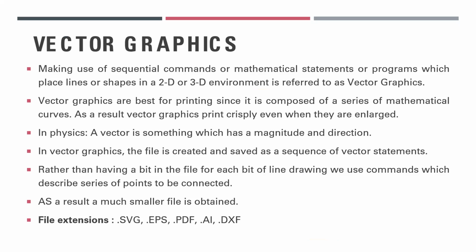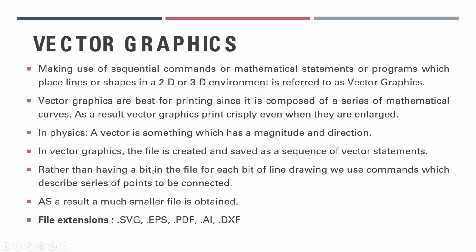So vector graphics are best for printing since they are composed of a series of mathematical curves. As a result, vector graphics print crisply even when they are enlarged. Means in case of raster graphics, when you enlarge an image, pixels tend to blur, but in case of vector graphics, there is no such problem. If we talk about the vector in physics, a vector is something which has magnitude as well as direction. And in vector graphics, the file is created and saved as a sequence of vector statements.